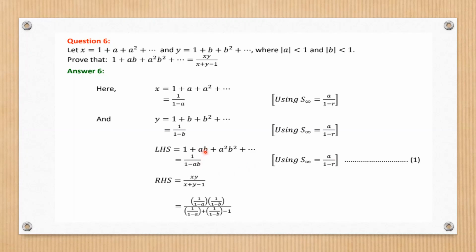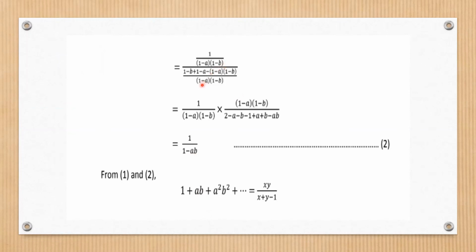Now let us come back to the right hand side, xy upon x plus y minus 1. Now place the values of x, 1 upon 1 minus a, and y, 1 upon 1 minus b, both in the numerator and denominator. Now let us solve it. By taking LCM in the denominator, we'll get this term. And a upon b upon c upon d can be written as a upon b into d upon c. This will go up and this will be multiplied with this.